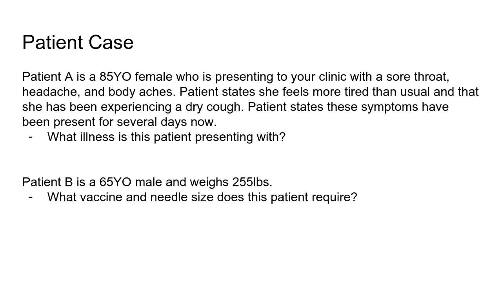So we have our 2 patient cases I'll present to you, and you can just think about these scenarios and how you might address them in clinical practice. So patient A is an 85-year-old female. She's presenting to the clinic with a sore throat, headache, and body aches. She states she feels more tired than normal, and she's been experiencing a dry cough. She states that these symptoms have been present for several days now. So thinking back to our chart, how would we diagnose our patient?